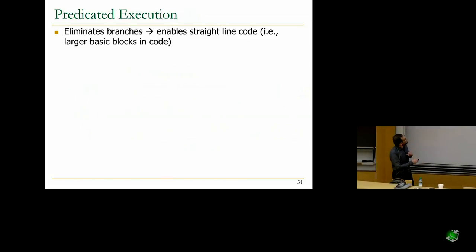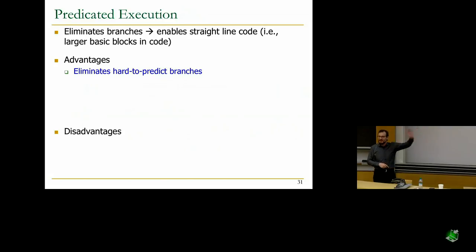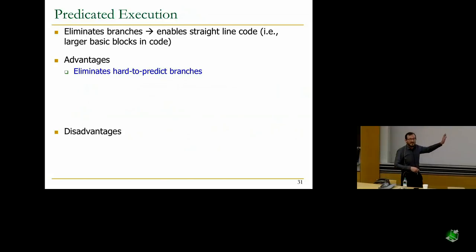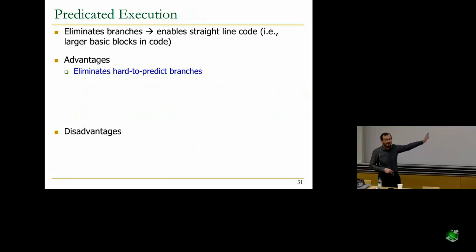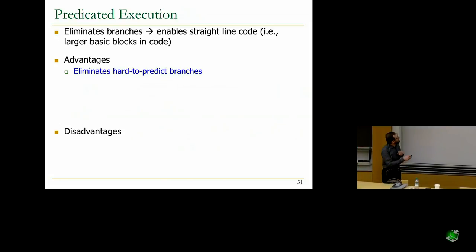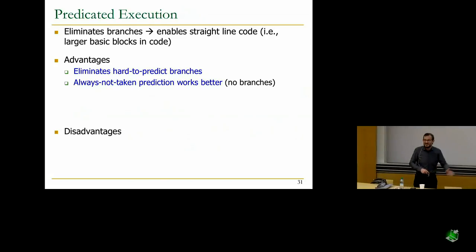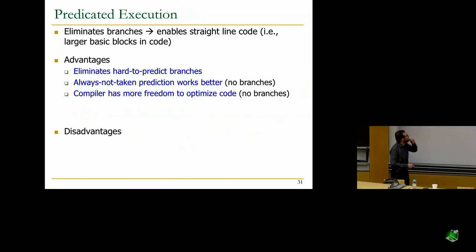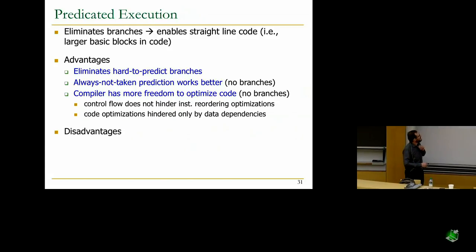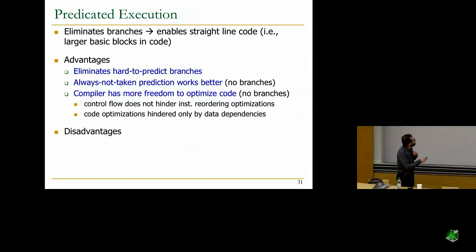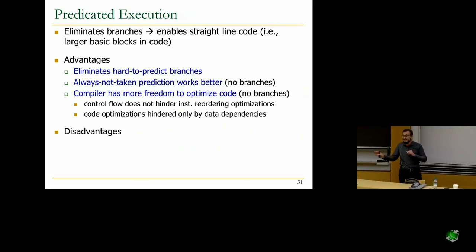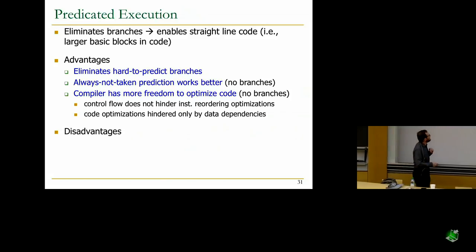Okay, so we've also said this. It eliminates branches, it enables straight line code, larger blocks in code. Let's talk about the advantages and disadvantages of this. Hard to predict branches can be eliminated. So how to do this? There are many, many sophisticated compiler algorithms that have been developed. I'm not going to go into that. Always not taken prediction works better. We've said this, right? If you have always not taken prediction, no branches, this is sequential code. That's great. Compiler has more freedom to optimize the code, as we've discussed, because control flow doesn't hinder instruction reordering, like we've seen earlier. And code optimizations are hindered only by the data dependencies that you have. There's no control flow that you need to take into account.